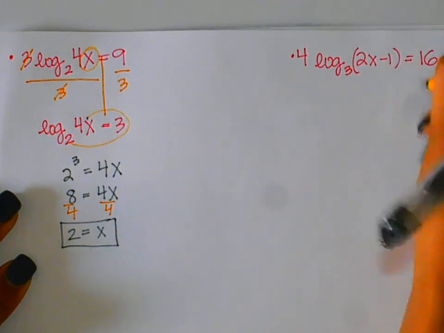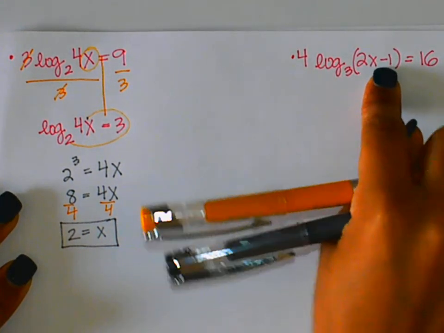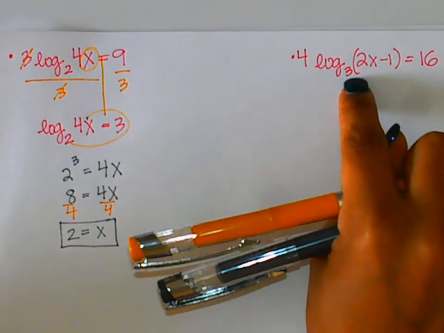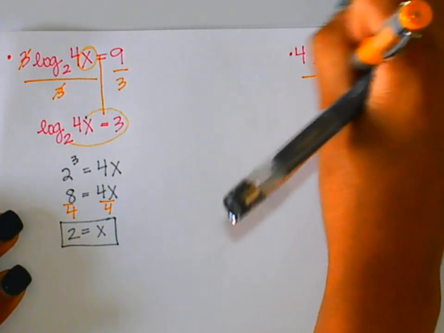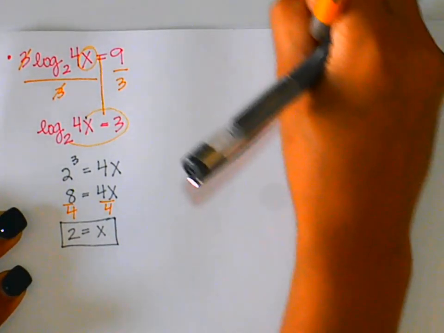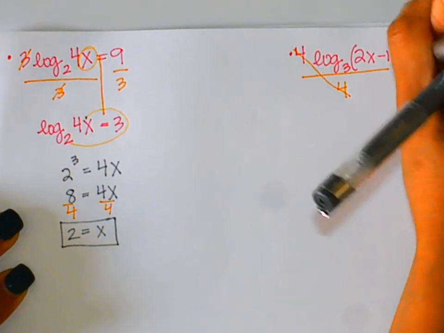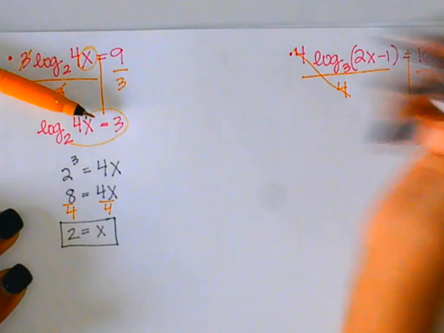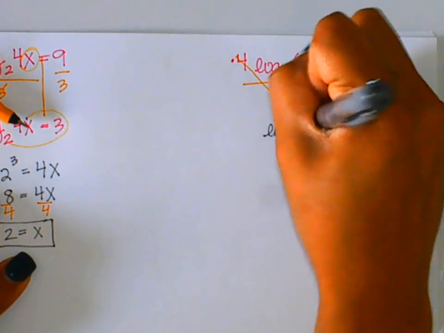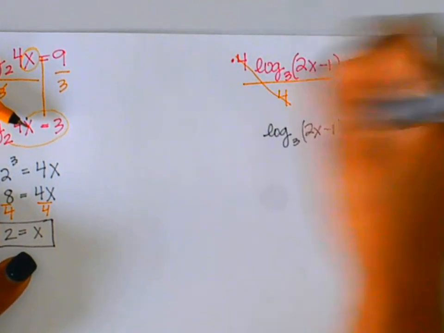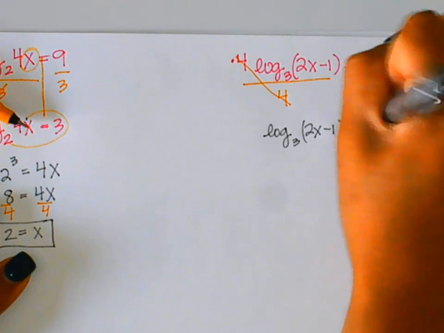Okay, so again, this part is part of my log. It's locked in there, so I can't get to it, but I can get rid of that 4. So I'm going to go ahead and divide both sides by the 4. When I do that, I get my log base 3 of 2x minus 1. 16 divided by 4 gives me 4.